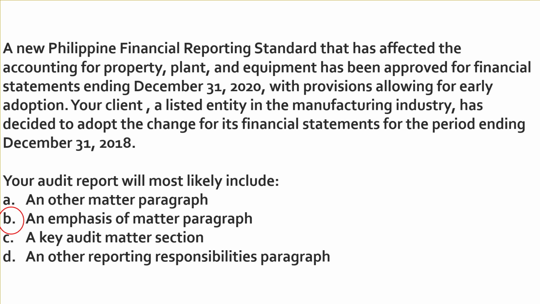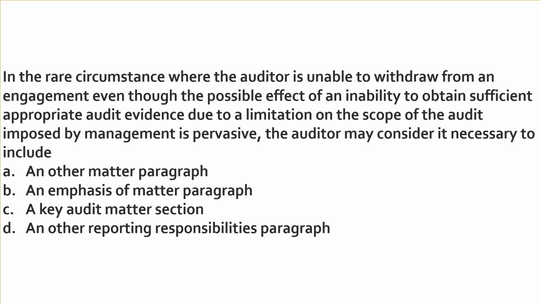In the rare circumstance when the auditor is unable to withdraw from an engagement, even though the possible effect of an inability to obtain sufficient appropriate audit evidence due to a limitation on the scope of the audit imposed by management is pervasive, you may consider it necessary to include letter A, an other matter paragraph, letter B, an emphasis of matter paragraph, letter C, a key audit matter section, or letter D, an other reporting responsibilities paragraph. This time, what the auditor wishes to highlight is the fact that the auditor would have withdrawn but is not allowed to do so.